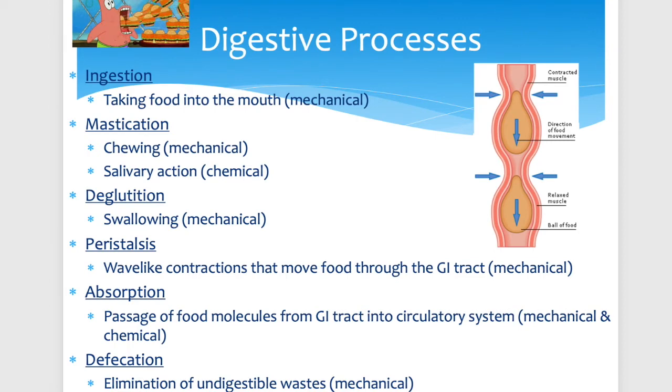So the molecules in your food need to go from your GI tract into your blood, in your circulatory system. So it needs to physically move as well as chemically become smaller to be able to go into your bloodstream.